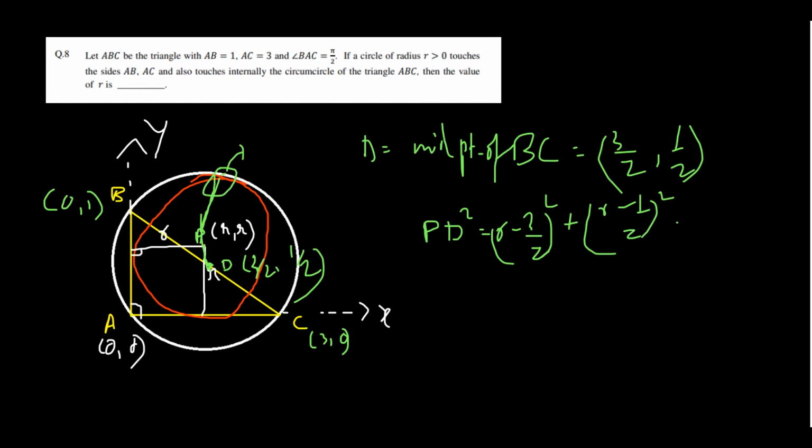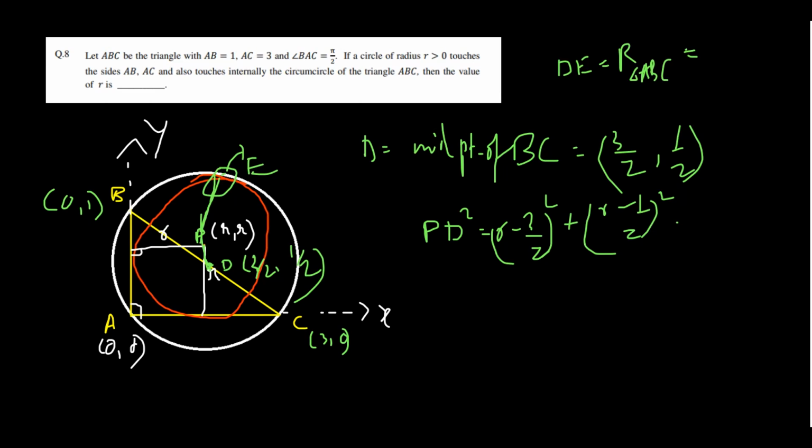DE minus PE. So that will be equal to DE, meaning root 10 by 2, minus PE, meaning R. So we can write from this that PD equals this thing. Now PD square is clearly root 10 by 2 minus R whole square. Now from this equation and this equation we can equate both sides because both are PD square on the left hand side.